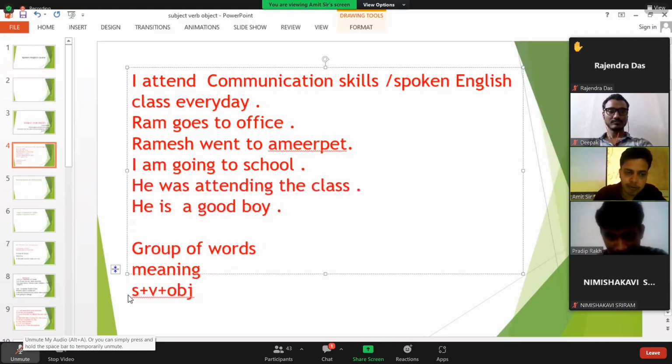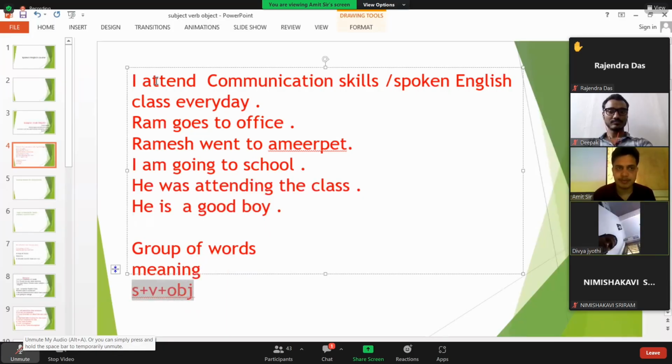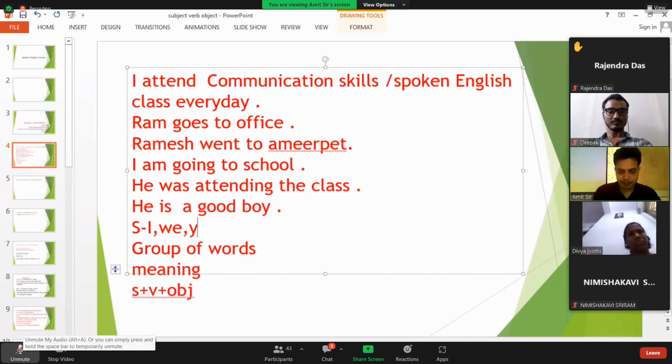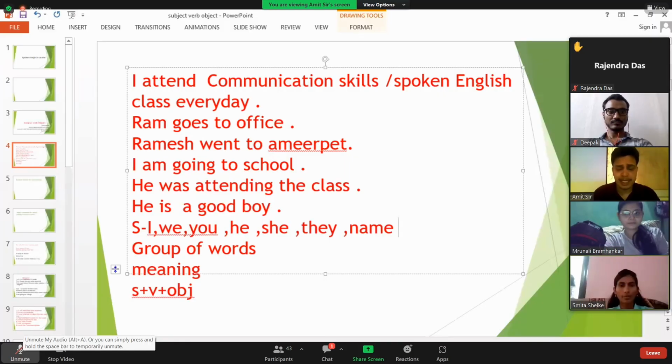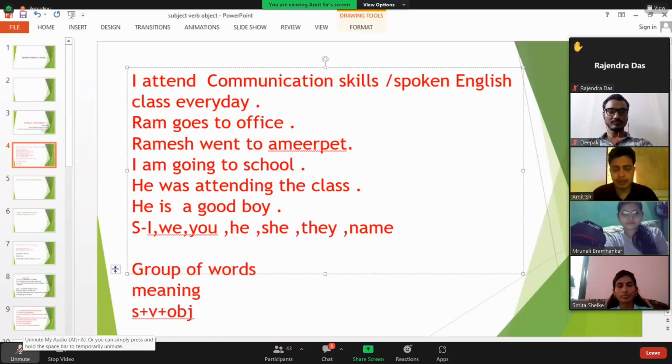So obviously you have to follow only one rule, that is subject plus verb plus object. And subject is nothing but, let me write here: I, we, you, he, they, she, who, they, his name. Except this, you don't have to use anything, and name can be anything. Then in case of verb, any verb it can be.